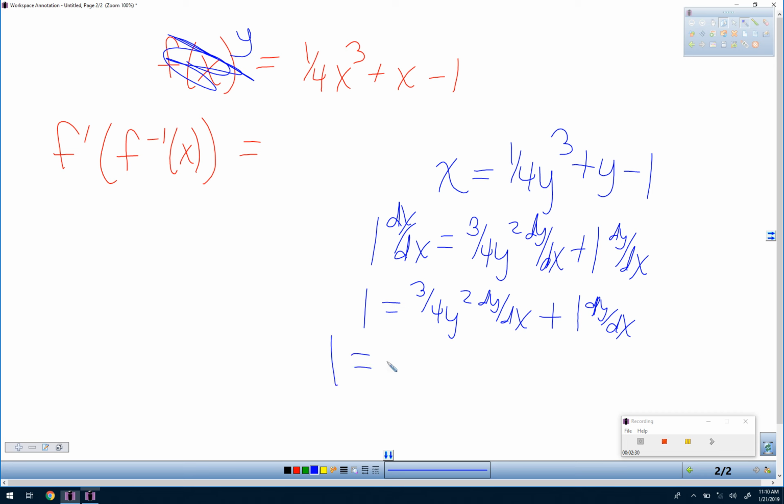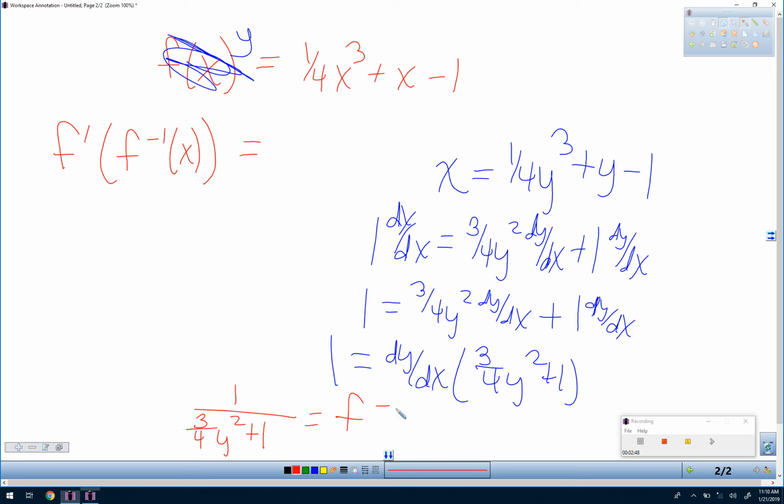So I get 1 is equal to dy/dx, and that leaves behind 3/4 y squared plus 1. Then dividing both sides, I get 1 over 3/4 y squared plus 1 is equal to dy/dx. Sorry, that's not what I want. Let me erase that. So 1, 2, 3. That would be the derivative of the inverse of my function right there: 1 over 3/4 y squared plus 1.